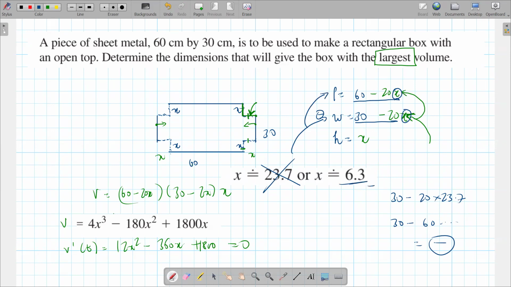What about this one? Okay, I know what I messed up. These are not 20, these are 2x's. But the idea is the same. This was 2x, this was 2x. 23.7 here would give you a negative value. I think length is still good though. Yeah, 60 minus 47 should be good. But the width would be negative, so this value is moot. We can't use it. So this must be our final answer.